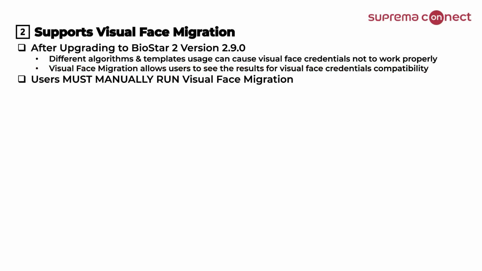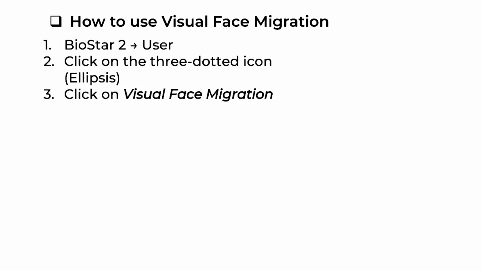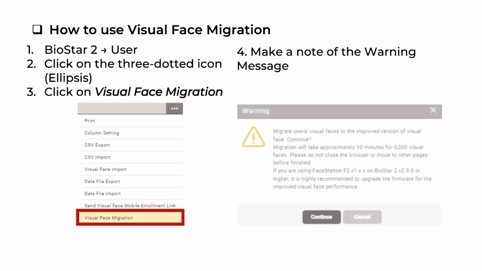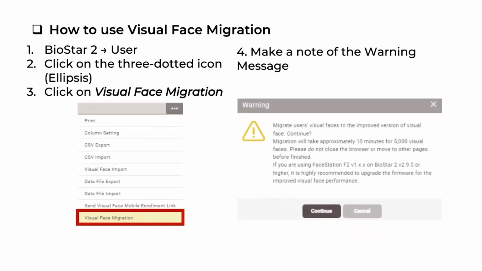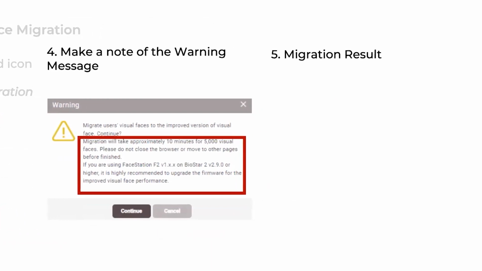This doesn't run automatically on BioStar 2 version 2.9.0. Users must manually run visual face migration. Let me show you how it's done. You log into BioStar 2, go to User, click on the three-dotted ellipsis icon, and click on visual face migration. Make a note of the warning message. A lot of customers ask why it is taking so long, but it could actually go up to more than 10 minutes for 5,000 visual faces. So depending on how many visual faces your clients have on BioStar 2, the time may vary.